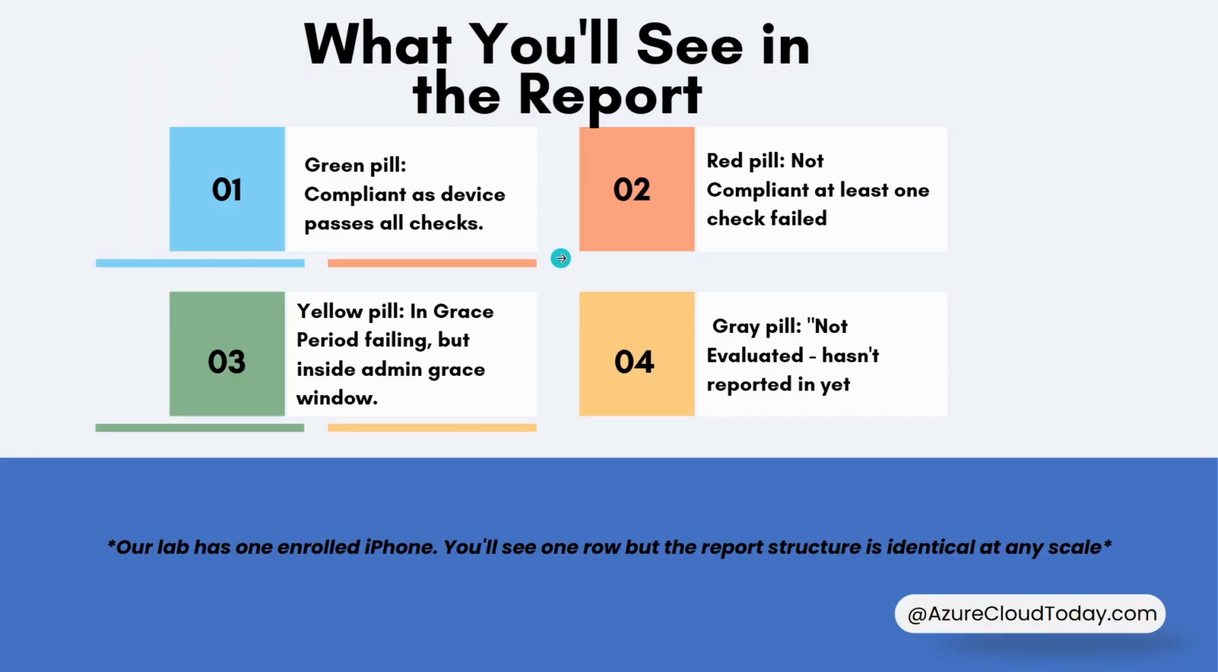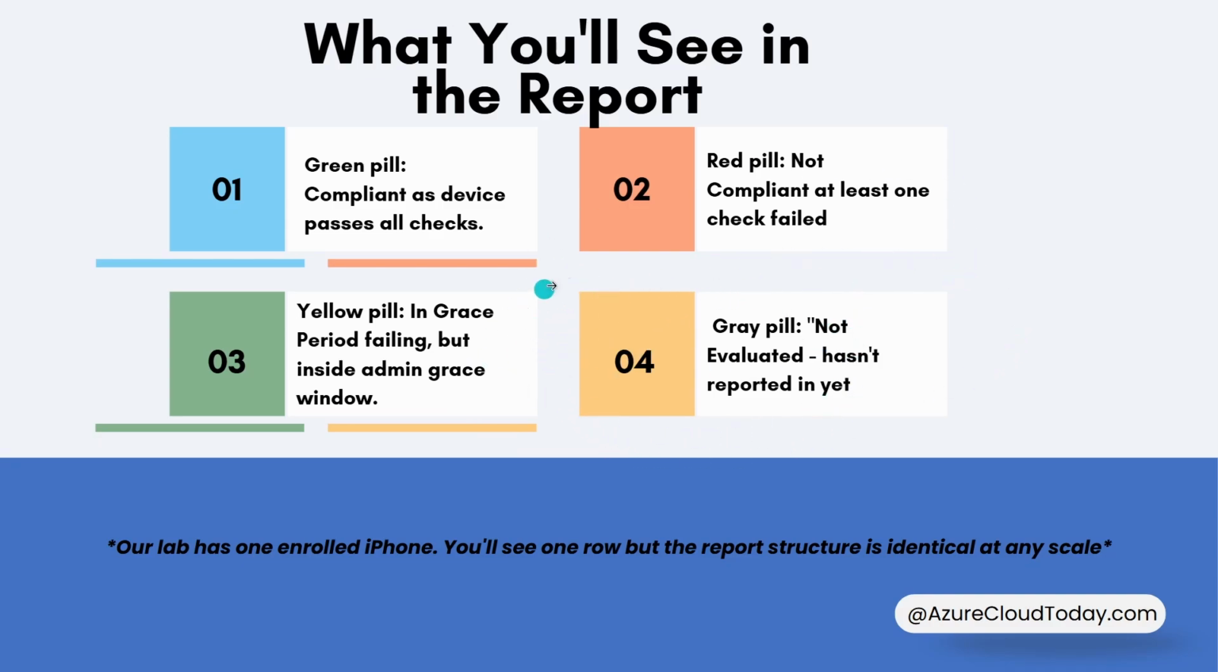What you'll see in the report: every enrolled device shows up in one of these four states. Green stands for compliant, meaning that the device has passed all compliance checks. Red stands for non-compliant, where all the policies might have failed or at least one compliance policy has failed. Yellow means the device is failing but you've set a buffer before it counts. Gray stands for not evaluated, meaning Intune hasn't received a check-in yet.